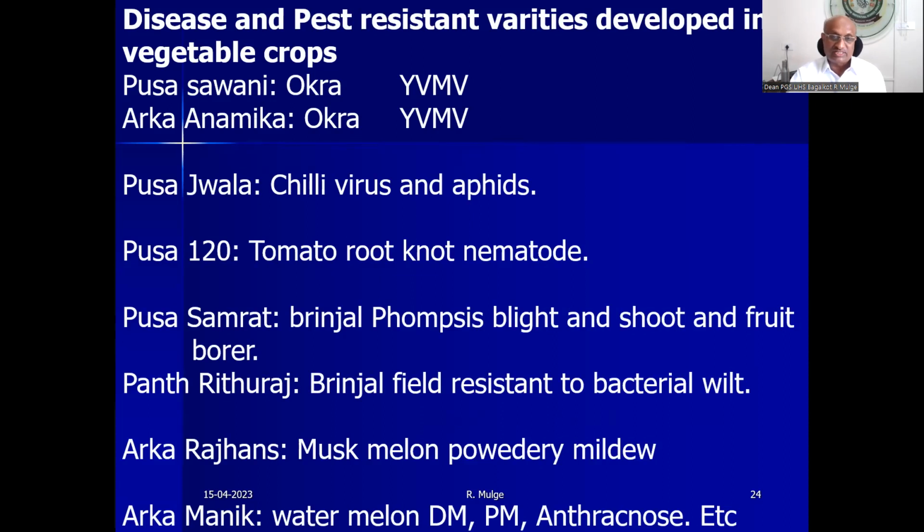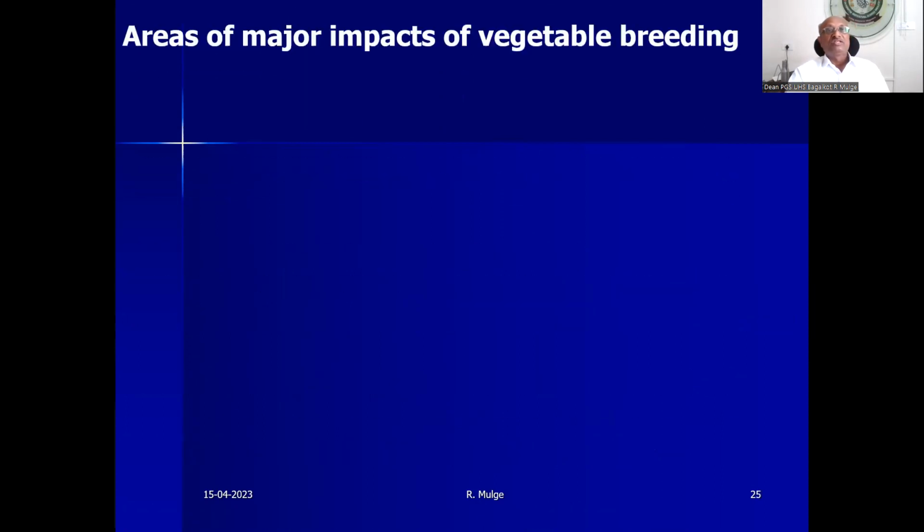These are plenty of contributions from some 10, 15, 20 years back. If you take it now, that number will increase, right? Plenty, much more. So, areas of major impact of vegetable breeding.